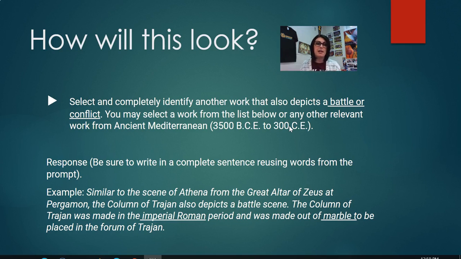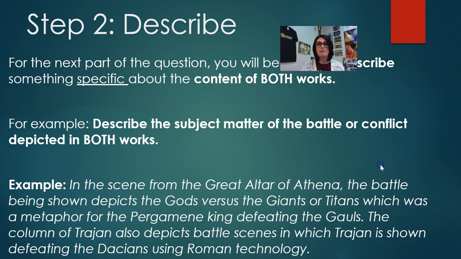Similar to the scene of Athena from the great altar of Zeus at Pergamon, the column of Trajan, so that's the one that I chose, also depicts a battle scene. Notice that I'm reusing words from the prompt. It shows that you're answering the prompt. Also depicts a battle scene. I pulled it directly from the prompt. The column of Trajan was made in Imperial Rome, so that's my time period, made out of marble, that's the medium, to be placed in the Forum of Trajan. I could have also put commissioned by the Emperor Trajan, built by whoever, but I just focused on these two for this example.